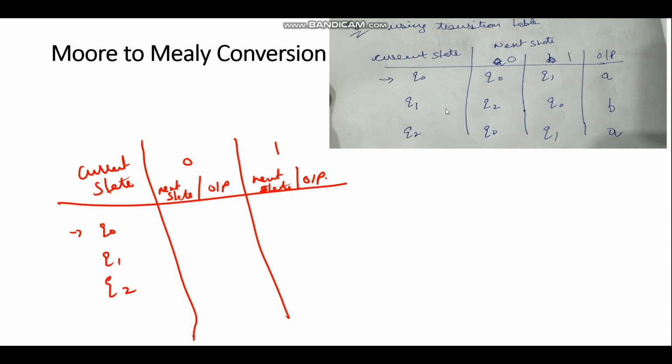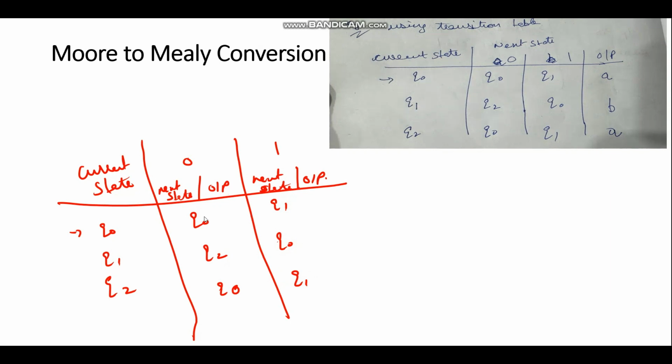There is no change, because when on q0 input 0 is given, we will go to q0, and when input 1 is given, it will go to q1. There is no such change, so we need not make any changes in this. Simply copy all these three columns: q1, q0, q1. Now the question comes, what is the output in that case?